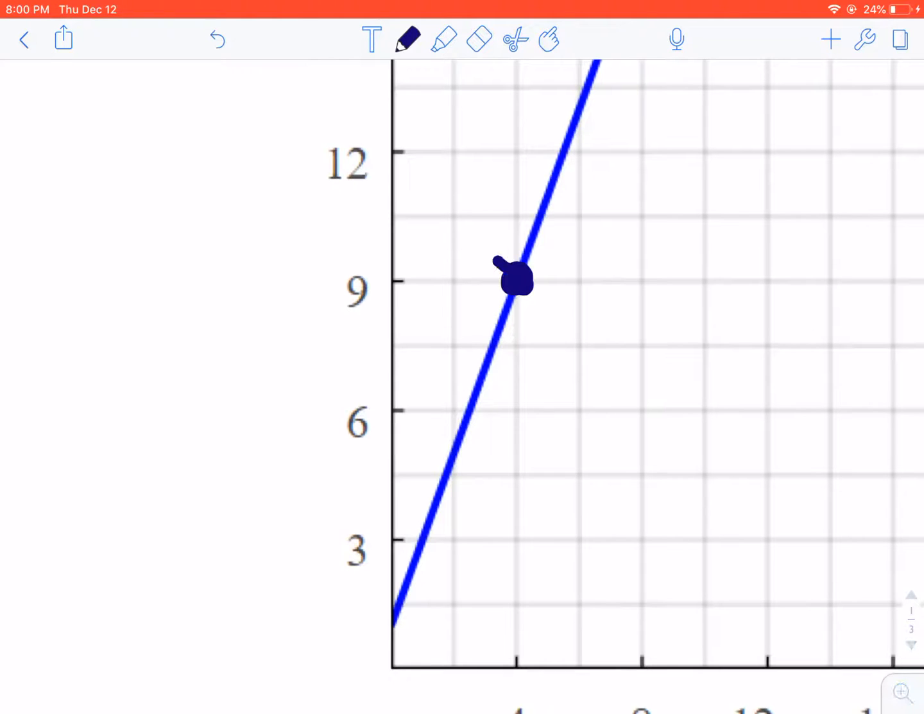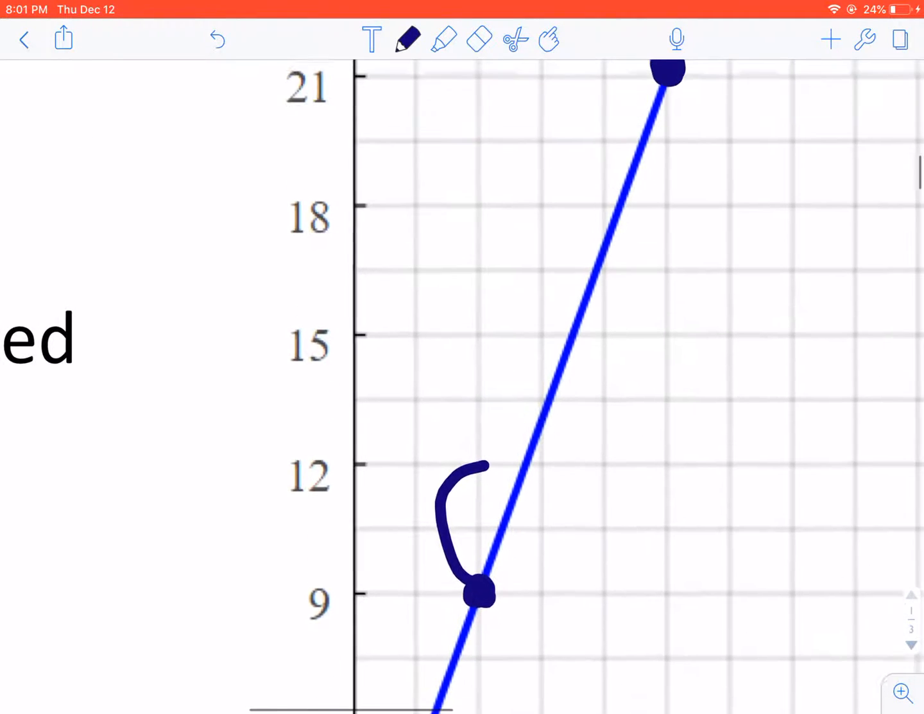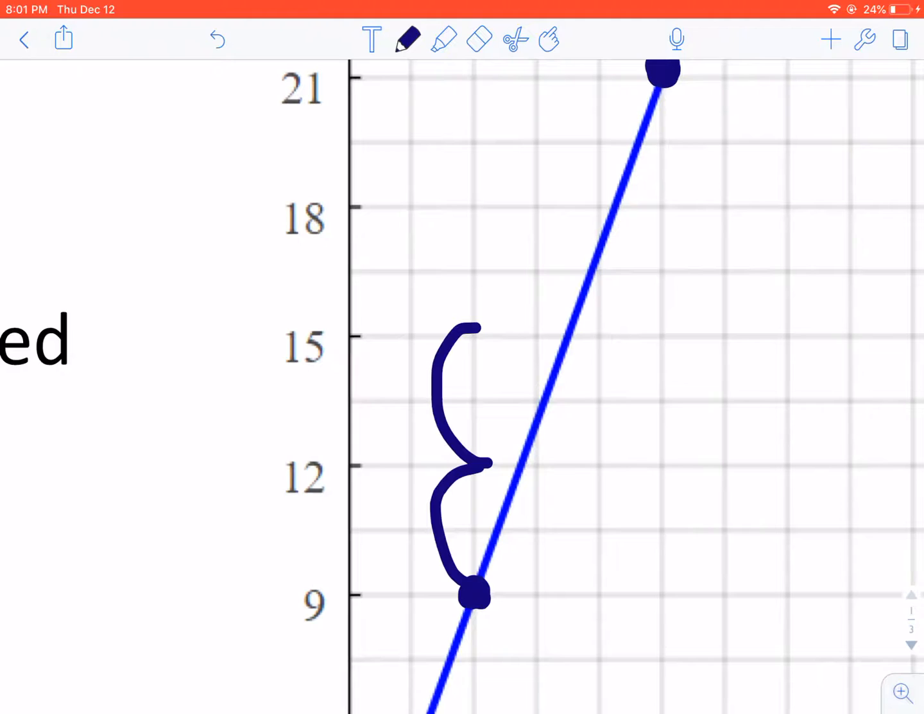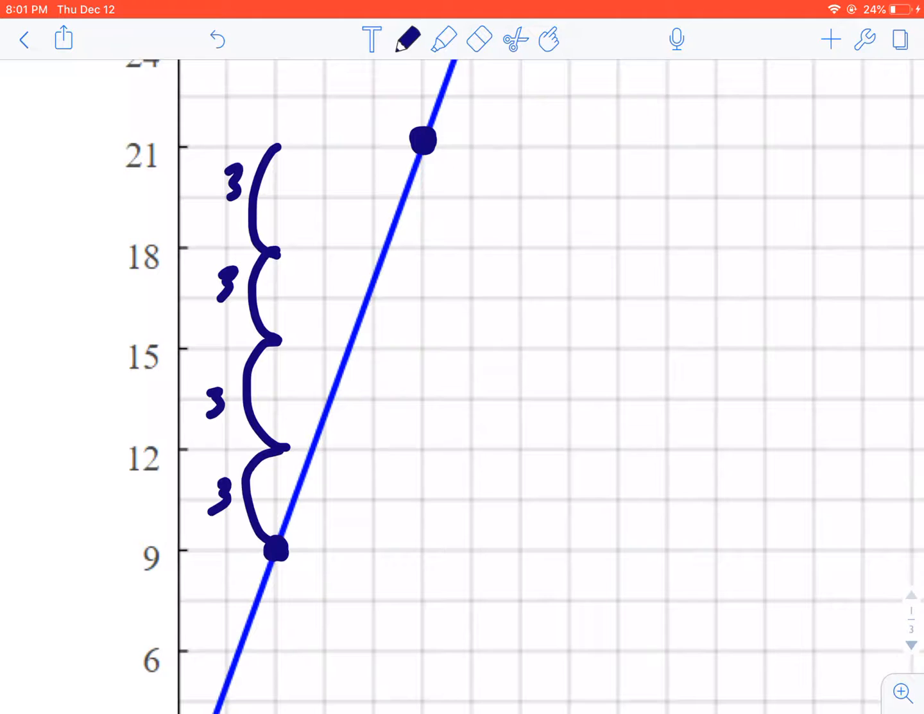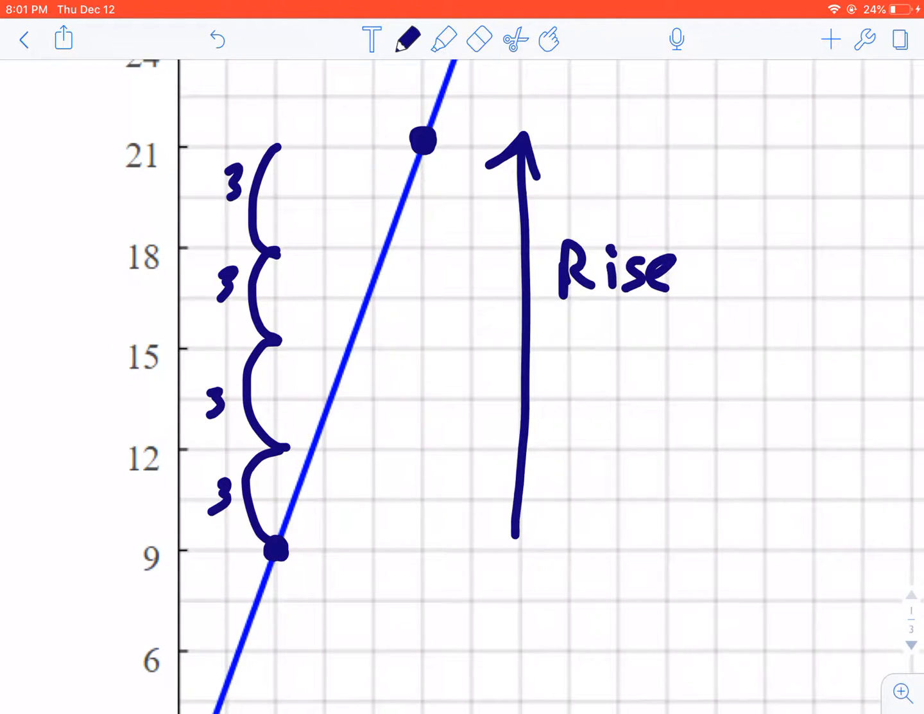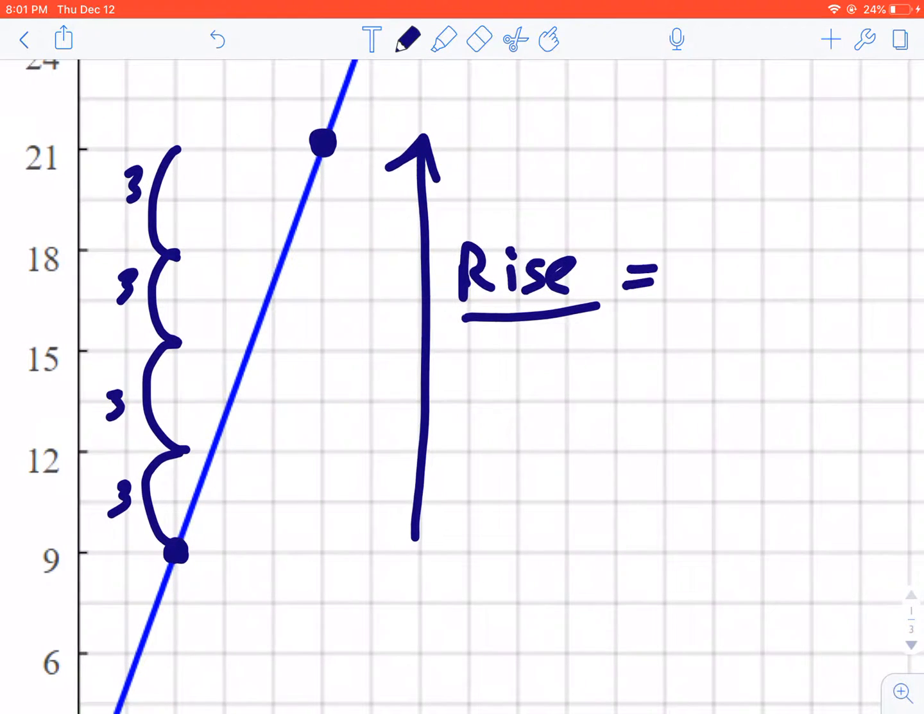So if we're going to go one like that, and then another one like that, and then another one like that, and then another one like that, all of these guys are going by threes. Meaning we have now, since this is rise, our rise is 3, 6, 9, 12.